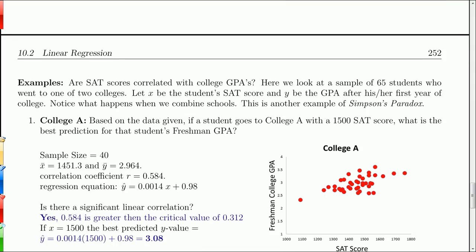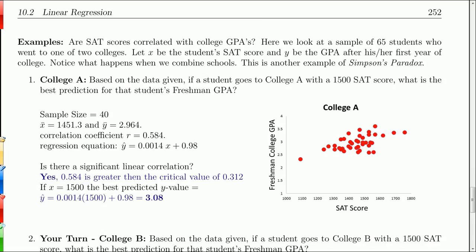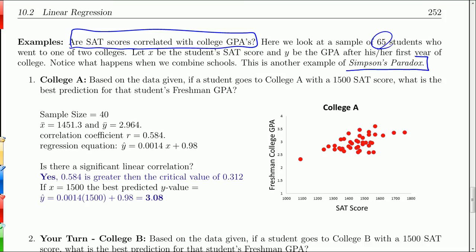We're going to do this 3 times in a row, with 3 related problems that ask this question: are SAT scores correlated with college GPAs? Here we look at a sample of 65 students who went to one of 2 colleges, College A and College B. We'll let X be the student's SAT score and Y be the GPA after his or her first year of college. And in the third example, something strange happens when we combine the two schools. This is another example of Simpson's paradox, which we discussed way back in Chapter 2.